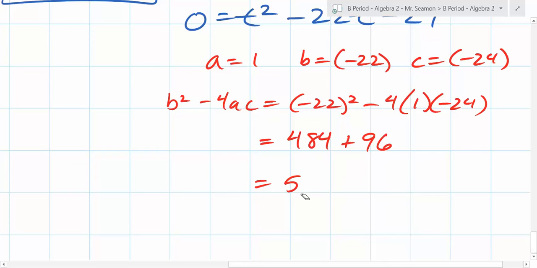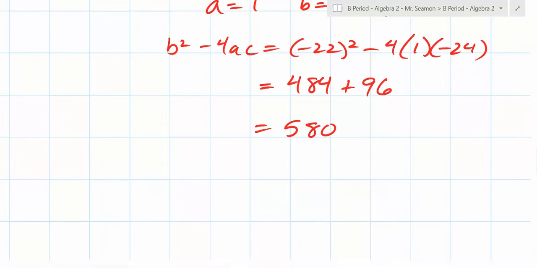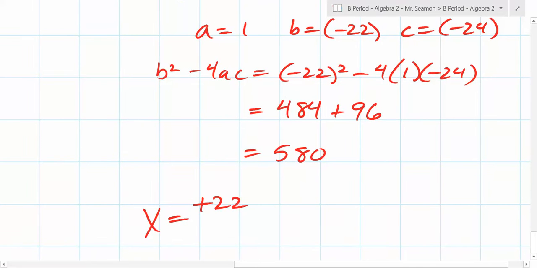580, sorry, 580. Is that right? Yes. So what do we end up with? X is equal to negative, what was B? So positive 22 plus or minus the square root of 580 all over 2a, so 2, right?